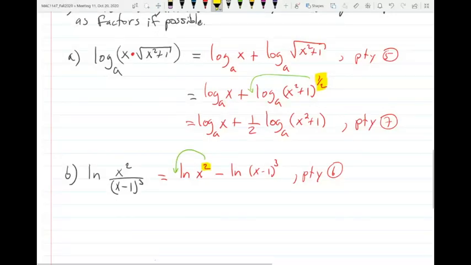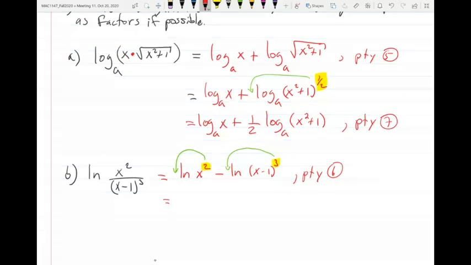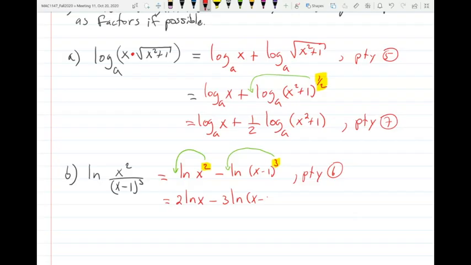Good. And can we do something about this power 3? Notice that it is affecting the entire argument. So again, using property number 7, we can bring it down to the front. Very good. So this is going to be 2 times ln of x minus 3 times ln of (x minus 1). Here we use property 7. We use it twice. Okay. Questions?